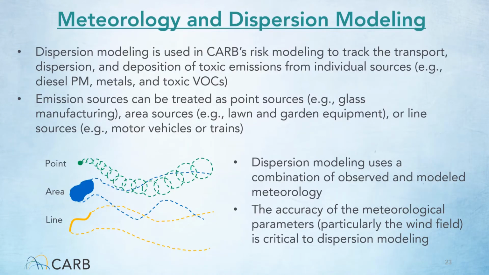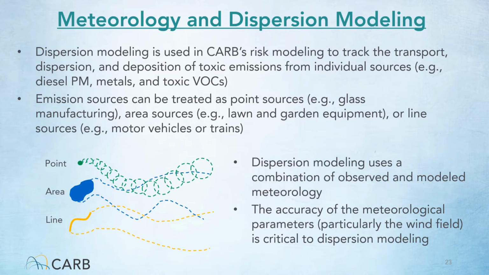As part of our regulatory air quality modeling approach, we also carry out dispersion modeling. Dispersion modeling is used in CARB's risk modeling to track the transport, dispersion, and deposition of toxic emissions from individual sources, for example, diesel PM, metals, and toxic VOCs. Emission sources can be treated as point sources, for example, from glass manufacturing, area sources, for example, from lawn and garden equipment, or line sources, for example, from motor vehicles or trains.